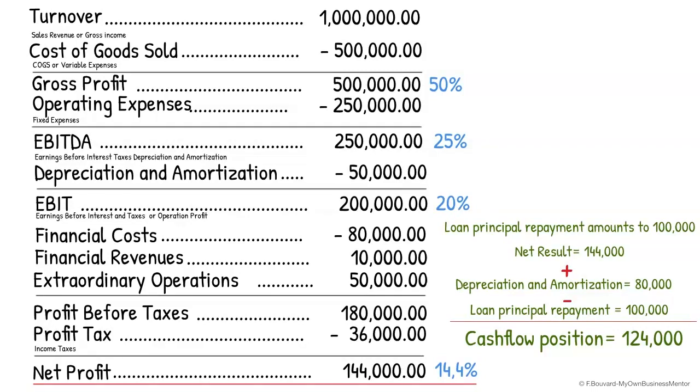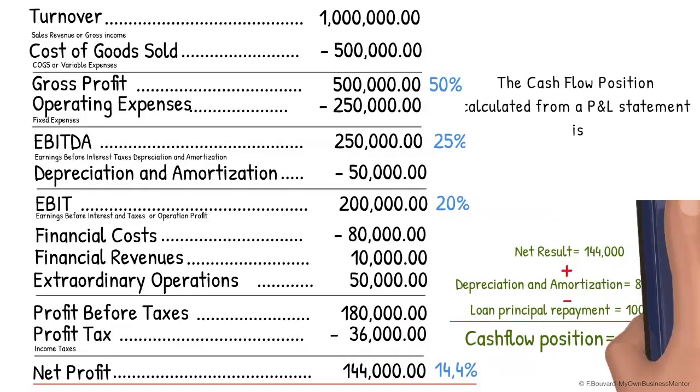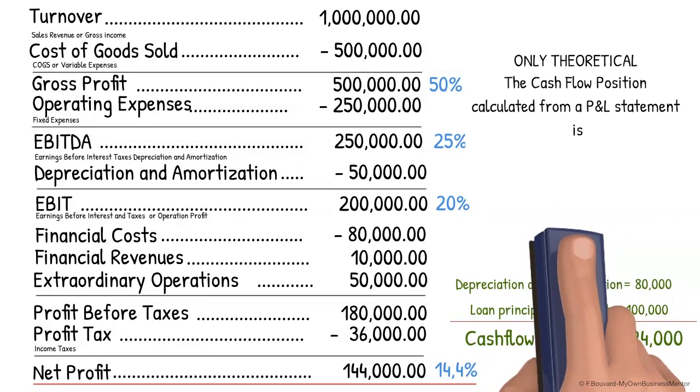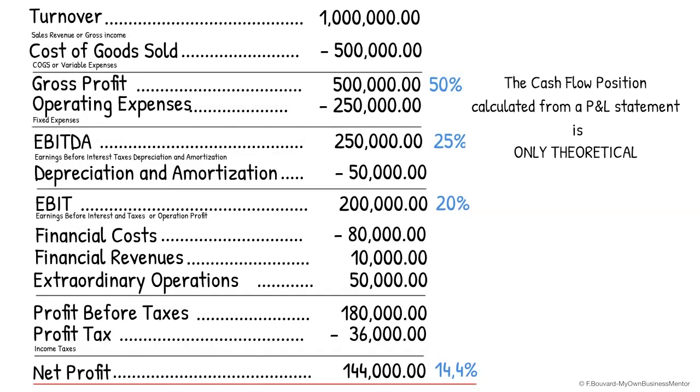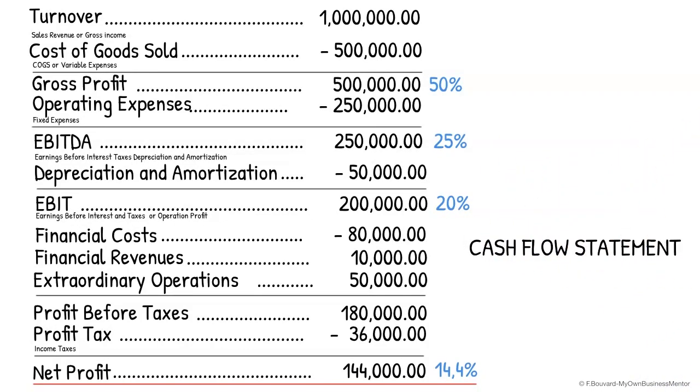However, it's important to remember that the cash flow position calculated from a P&L statement is only theoretical. To accurately determine a company's cash flow, you must refer to the cash flow statement, which specifically tracks the actual inflows and outflows of cash. For more details on understanding the cash flow statement and its significance, please refer to the related video.